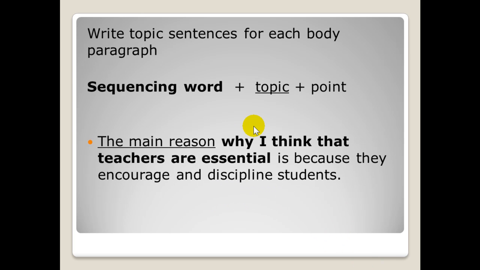Now moving on to the body of the essay, each paragraph in the body should start with a topic sentence. And for our argumentative essay, again, this doesn't apply for all essay types, but for an argumentative essay, we should have a sequencing word. We should repeat the topic of the essay, and then we should give our point or reason. So if we look at this in more detail, we've got the sequencing word here, the main reason, then the topic, why I think that teachers are essential, and then the reason is because they encourage and discipline students.